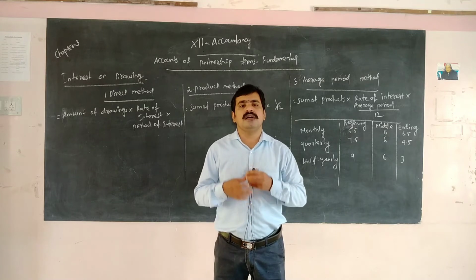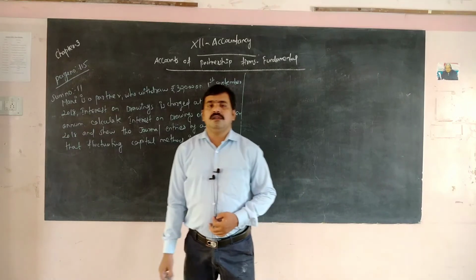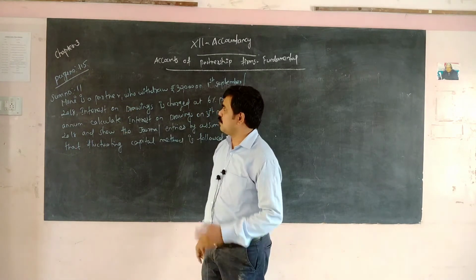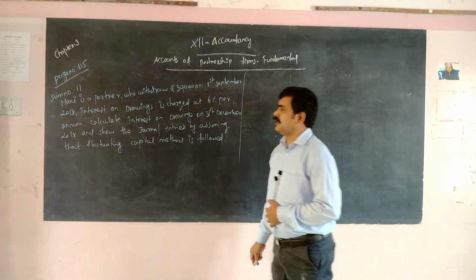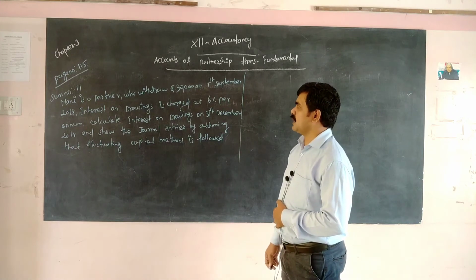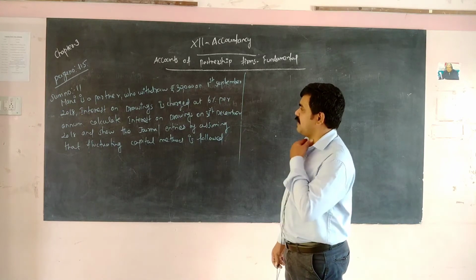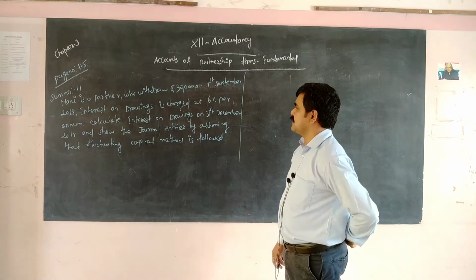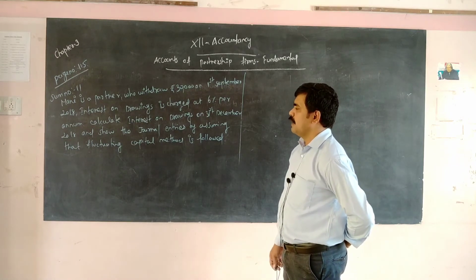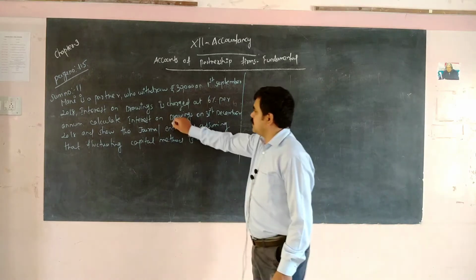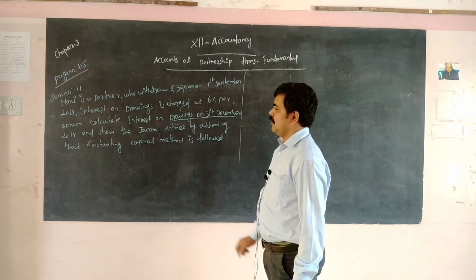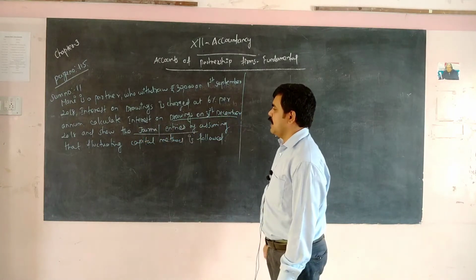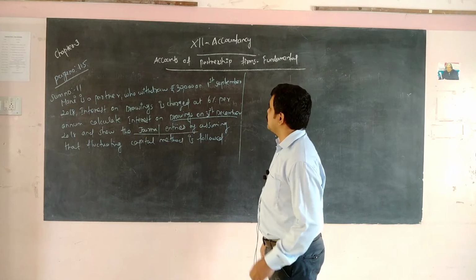Problem number 11. Now I am going to start sum number 11, page number 115. Mani is a partner who withdrew rupees 30,000 on 1st September 2018. Interest on drawing is charged at 6% per annum. Calculate interest on drawing up to 31st December 2018 and show the journal entries by assuming that fluctuating capital is followed.